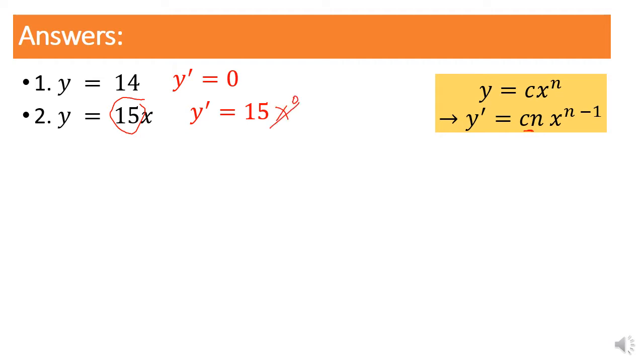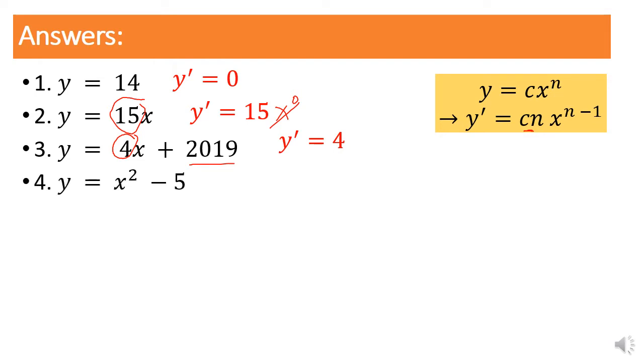And then for number 3, y equals 4x plus 2019. For the first term, we just pick up the coefficient, and that will be the derivative. The derivative of this one will be 0. So the derivative of this will just be 4.